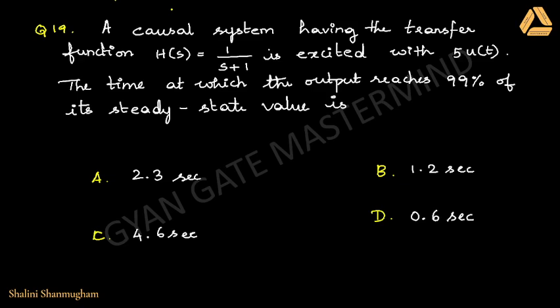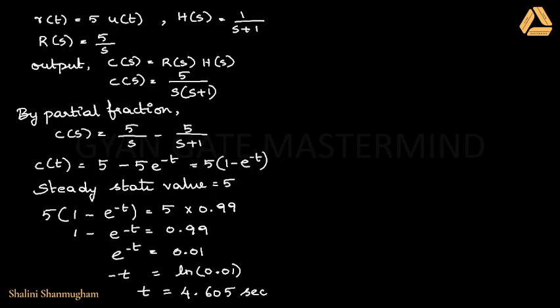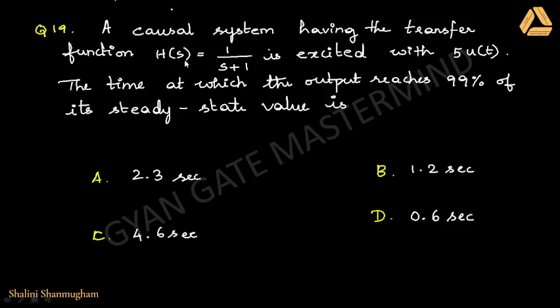So coming to the first problem, a causal system having the transfer function H(s) equal to 1 by s plus 1 is excited with 5 u(t). The time at which the output reaches 99% of its steady state value is.